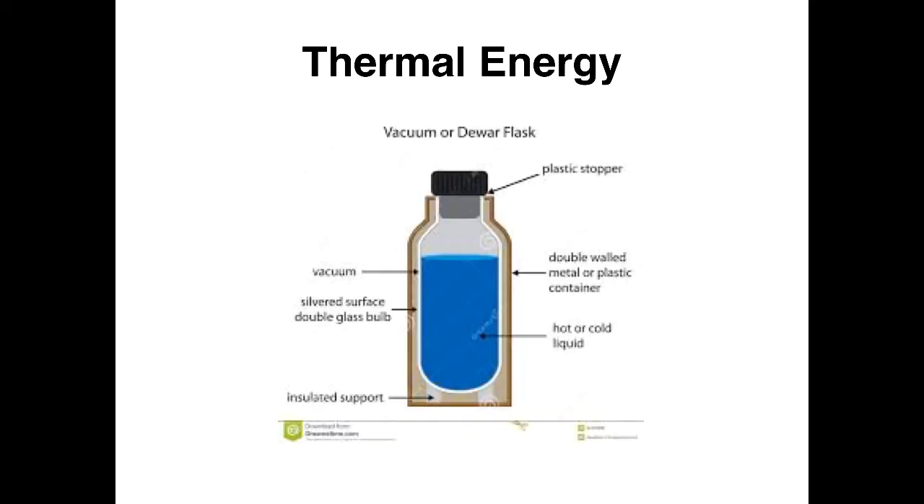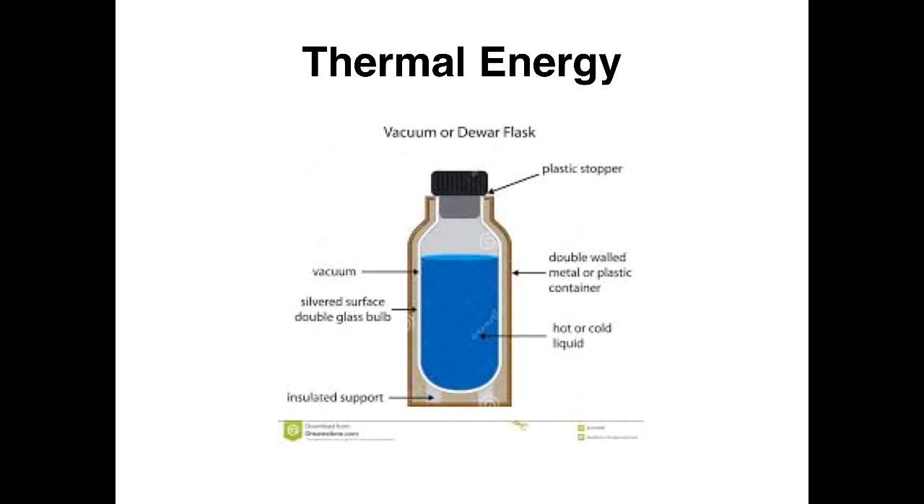Now this is called a Dewar's flask, and a Dewar's flask is created in such a way as to use all three means of movement of heat to prevent the loss of heat or the gain of heat. If this is cold, you want to prevent the heat coming in, and if it's a hot liquid, you want to hold the heat in. First of all, the inside of the flask is coated with a reflective material, and this reflects the infrared radiation back inside the flask.